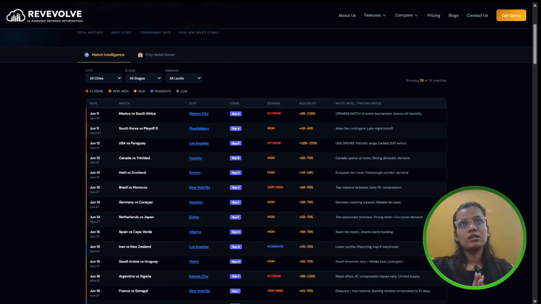The sixth factor is the market segment and customer acquisition. Market segmentation here also plays a crucial role. Not all World Cup customers are the same. Segmenting them properly unlocks different pricing and package opportunities.